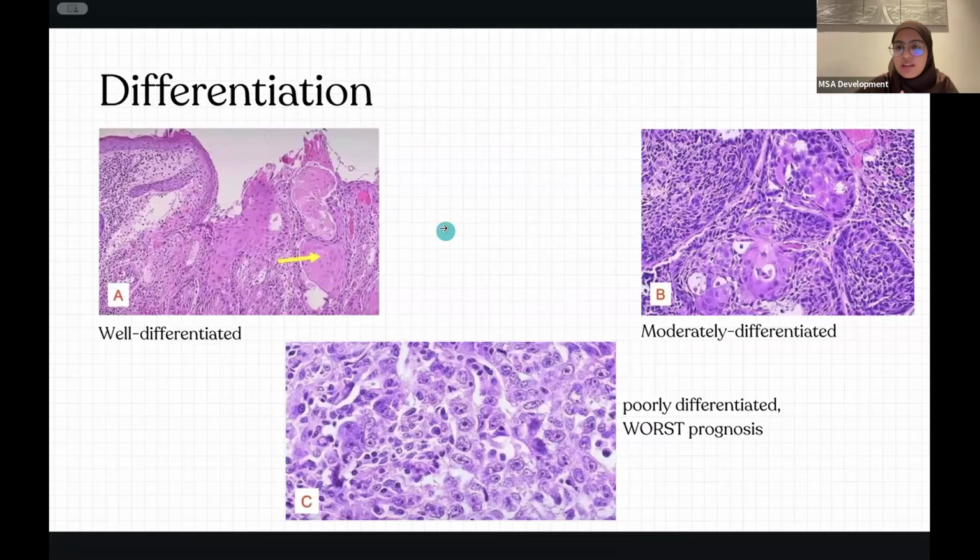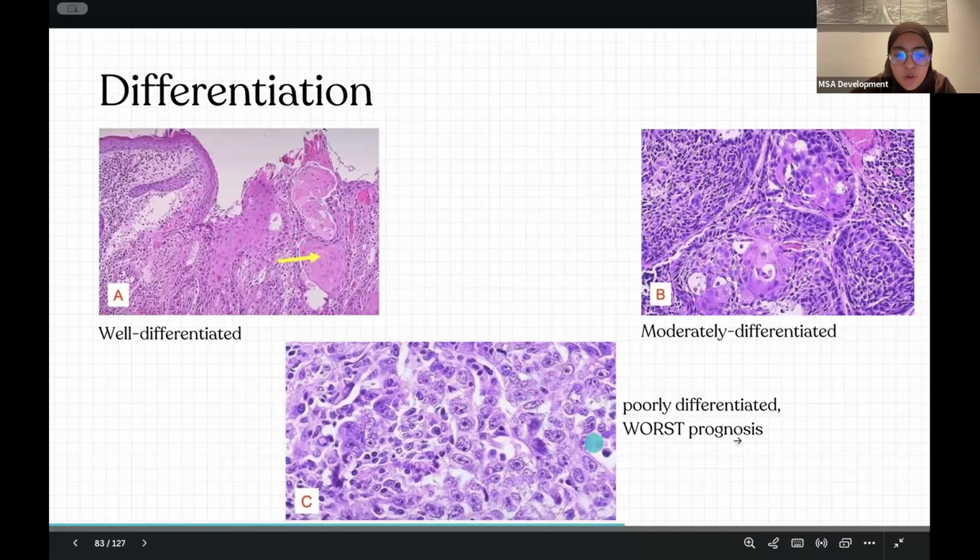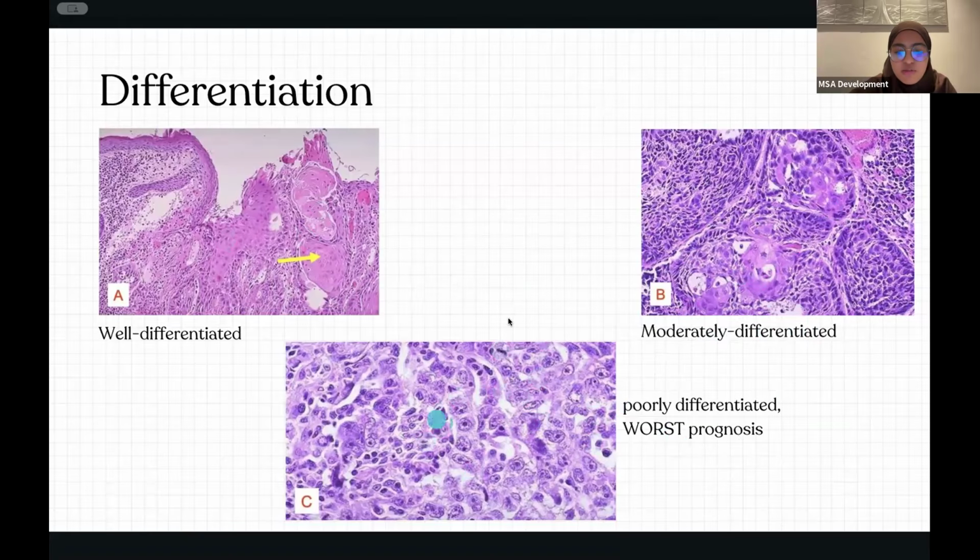Now, differentiation. We mentioned it a little bit before when we were talking about the benign tumors, that well-differentiated means that it resembles the mature form. Here you can see squamous cell carcinoma, well-differentiated form of it though. So differentiation is how closely the cancer cell resembles the originating cell. The better differentiated, the better the prognosis and the more it behaves like normal squamous cells. And then you can see here, moderately differentiated, they start to look a bit more different than the other cells, and then poorly differentiated, worst prognosis. So this is the most aggressive and has a poor prognosis.